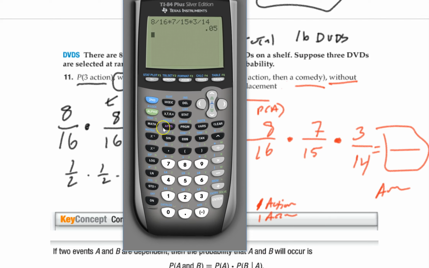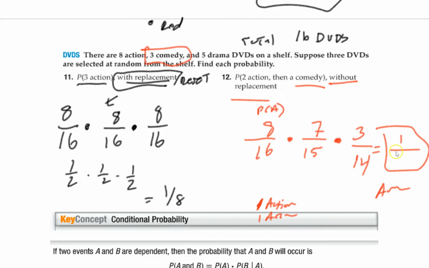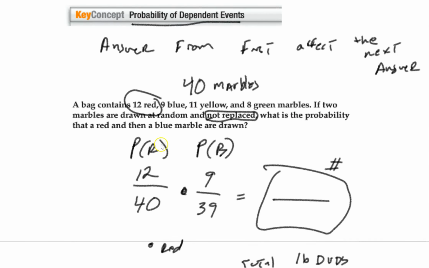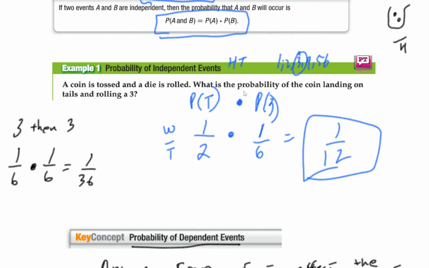Remember, if you want to make it a fraction, very simple, just go to math, hit fraction. 0.05 you should know how to do. It's 5 over 100, which is 1 over 20, but whatever. So you get that, or 0.05. Either way works. I don't care. Decimal, fraction, it's all the same to me. So that's dependent, right? So dependent, odds change. Independent, you just multiply across.